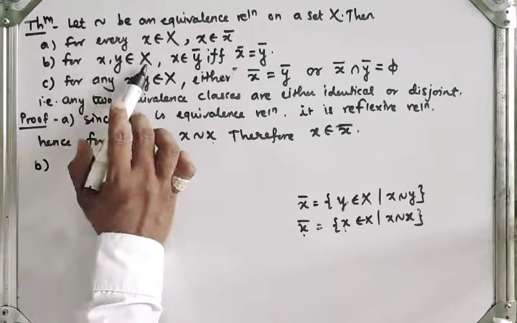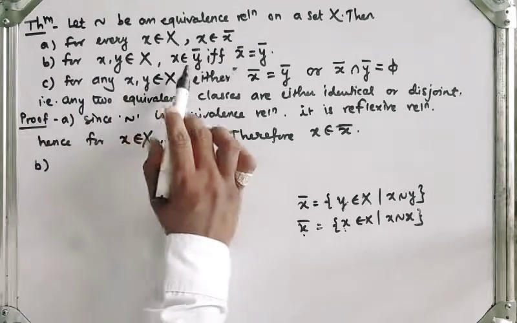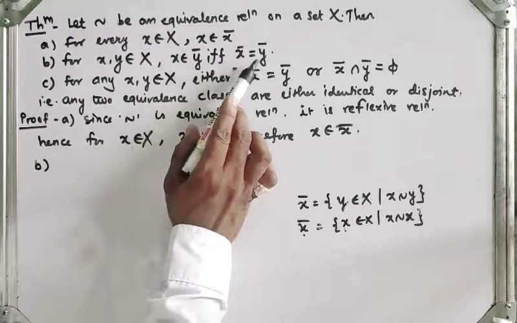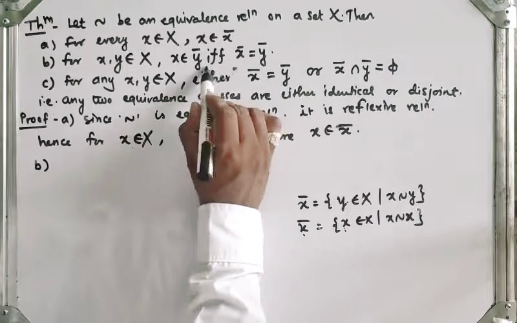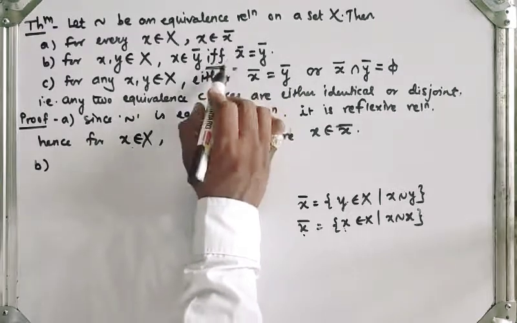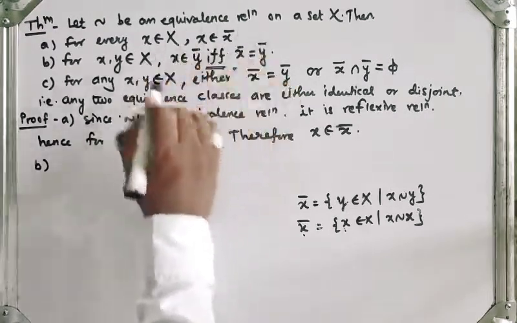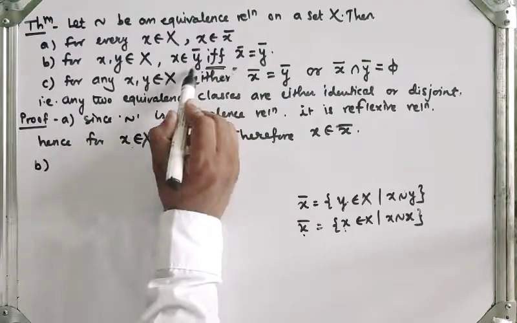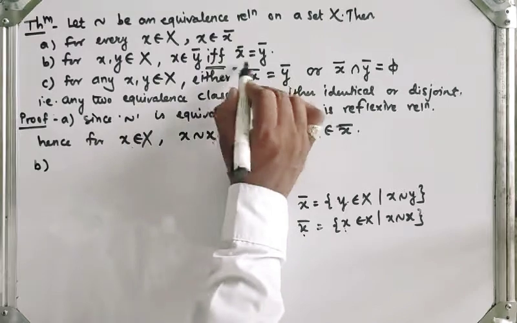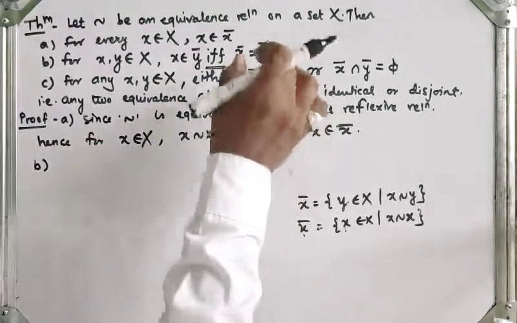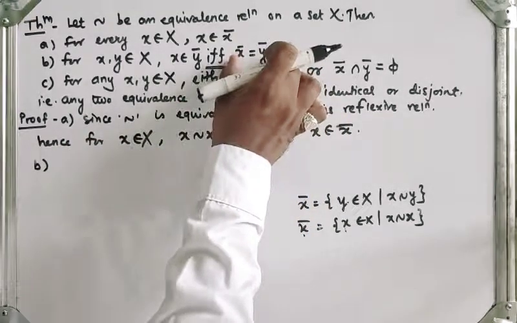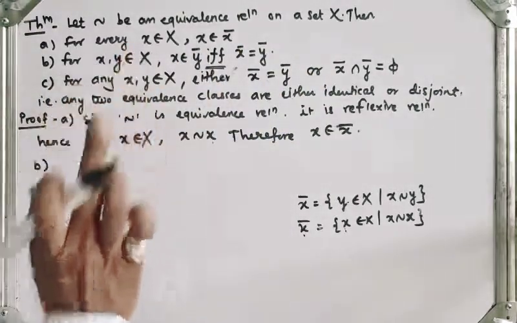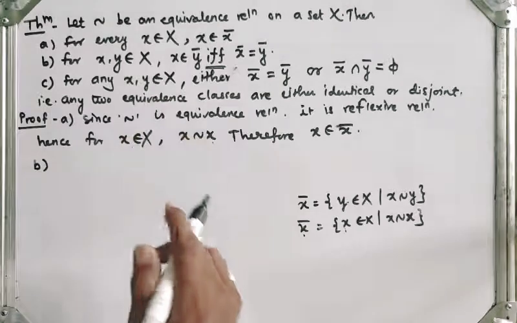Now the second case. What do we have to prove here? For x, y belonging to the set X, x belongs to the equivalence class of y if and only if x bar is equal to y bar. Here it is an if and only if case, so we have to prove this theorem in two ways. If I have the condition x belongs to y bar, then I have to prove x bar is equal to y bar. And in the second case, if I have x bar equal to y bar, then prove that x belongs to y bar, for all x, y belonging to the set X.